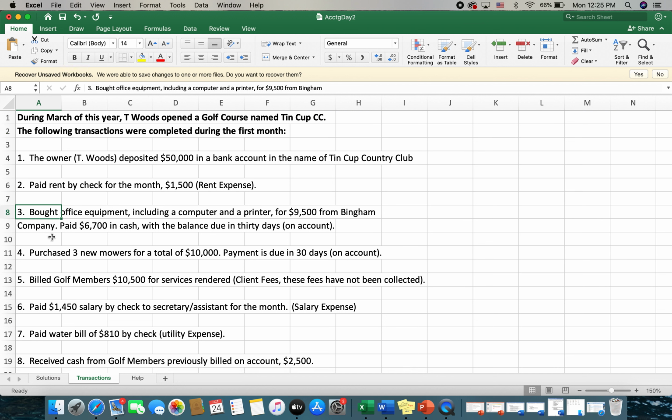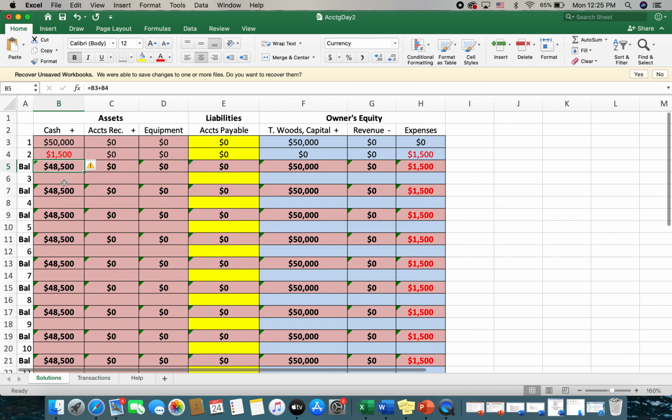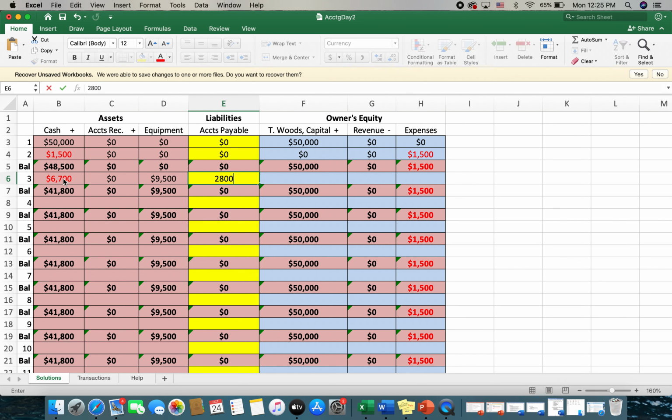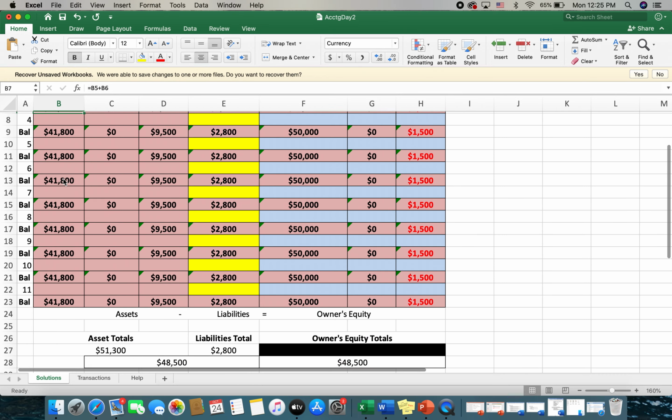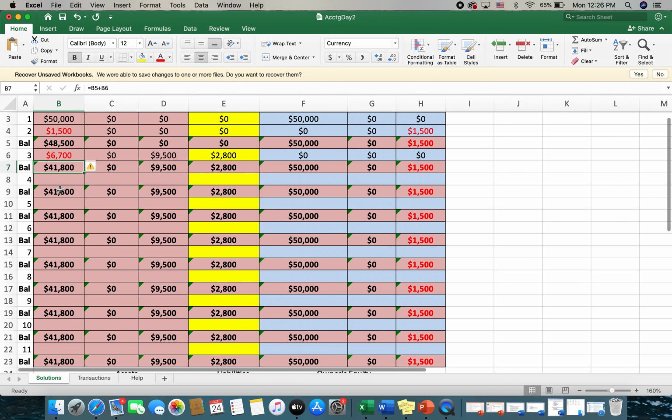On to number 3. Bought office equipment, including a computer and printer, $9,500. That's what we gained. We paid $6,700 cash. That's what we lost, with the balance due in 30 days on account, a credit transaction. So that means we borrowed the difference, $2,800. Gained $9,500 in equipment, lost $6,700 in cash, borrowed the difference. And our liabilities go up because our debt has increased. 48.5, 48.5. On to the 4th.